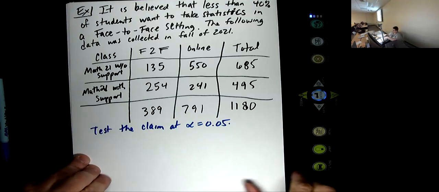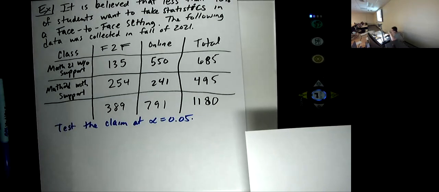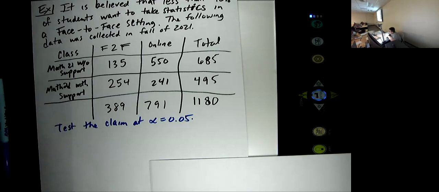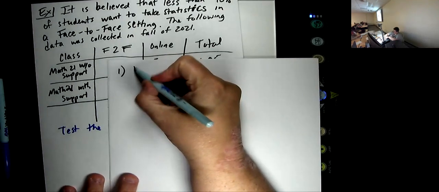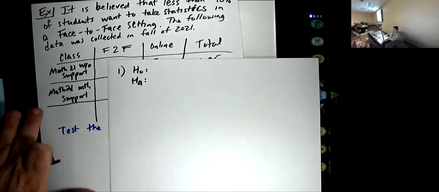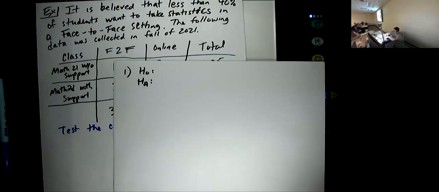All right. So let's go through the 5 steps of the hypothesis test. Everybody looks like they're done writing. So step 1, we need to identify H naught and HA. It says less than 40% of students. Which one does that go into? That is H naught or HA? HA.